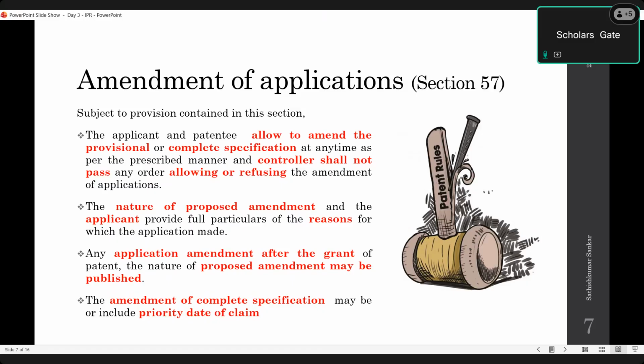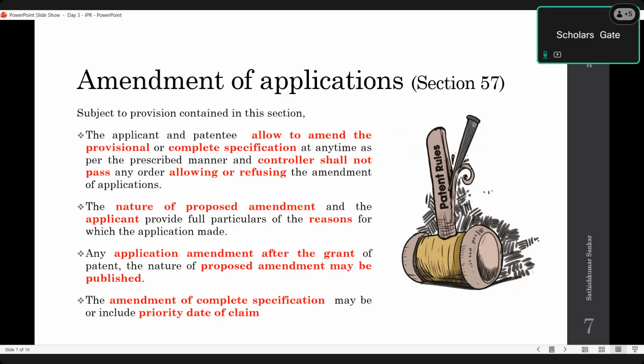What should the proposed amendment be? Some amendments are minor, while in some amendments too much correction is happening. For a granted patent, it should be published by the patent office. The controller is fully responsible for deciding whether that amendment should be published or not. But if you are making major corrections, at that time you should file Form 9, so that it is published by the patent office.